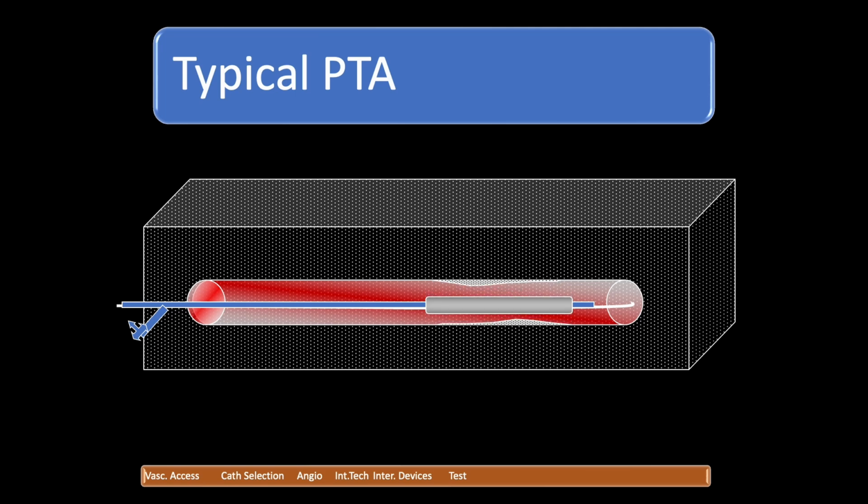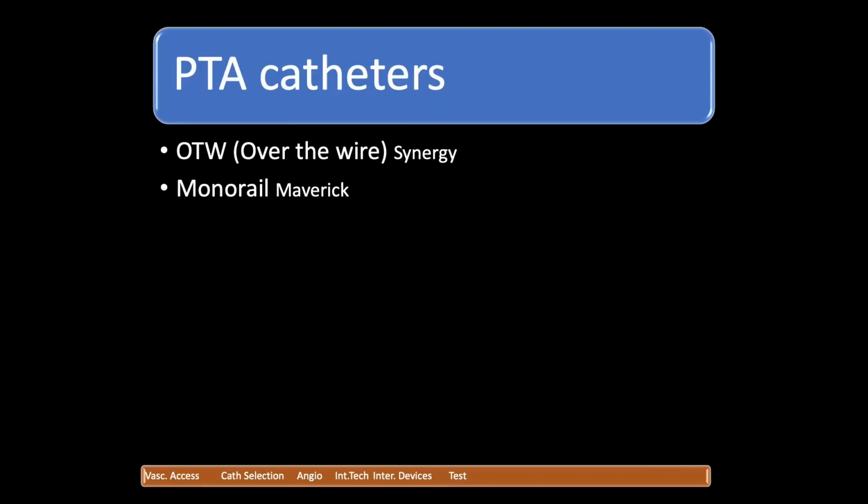Most of the time it will be accompanied by stenting, because if you leave it alone, when you deflate the balloon the artery can come back to its normal size, so it may create a problem. For the balloon PTA, there are two types of balloon. One is called the over the wire balloon.